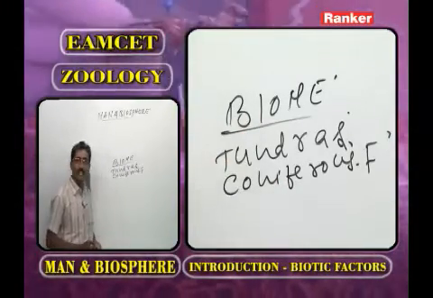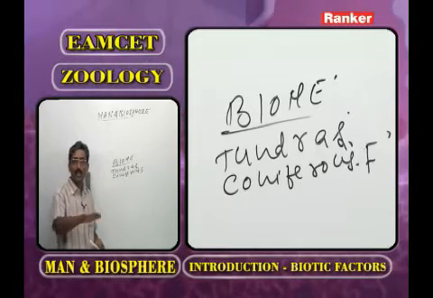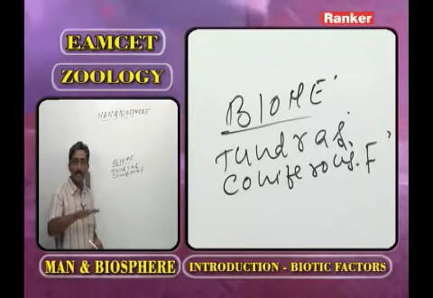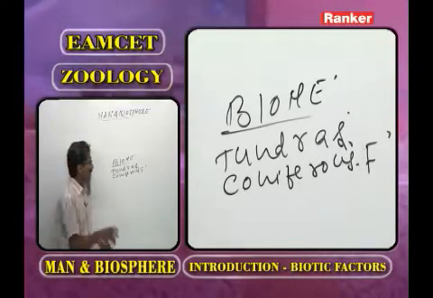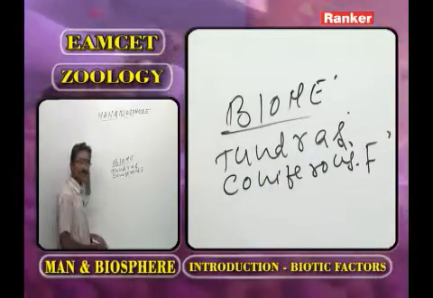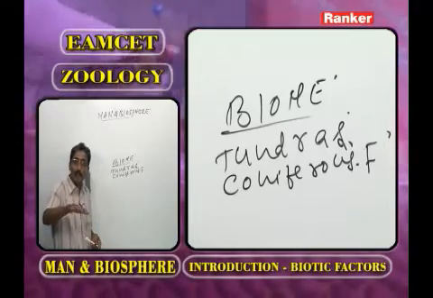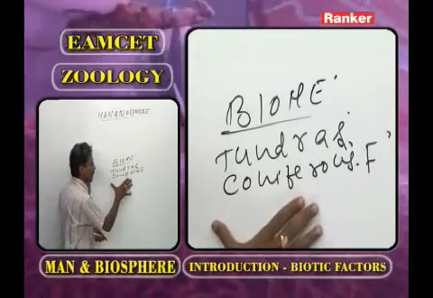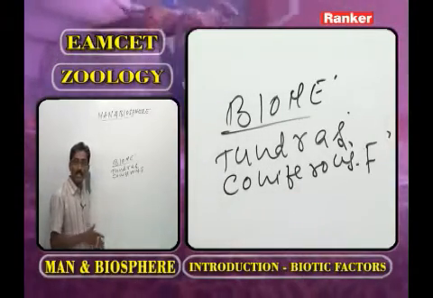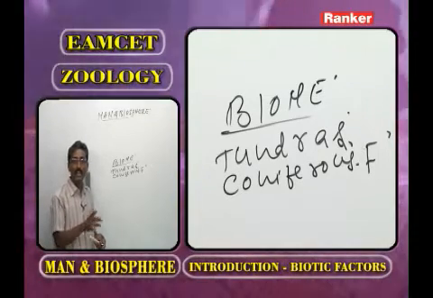Take for example tundra. Tundra is a biome. In the tundra, plants are totally absent. Absence of plants is a dominant character, so it is named tundra. What about the coniferous forest? It is an area in which so many plants are present, but the coniferous plants are predominant. So it is named coniferous forest area or taiga.